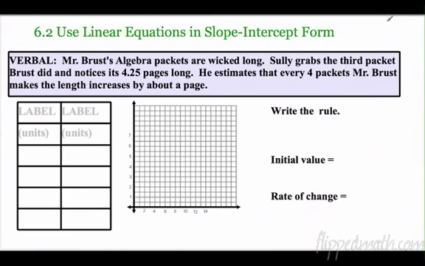Alright, here we are back in 6.2. We're going to go on from what we did last time. Last time we plugged into y equals mx plus b. And the difference between last time and this time, we'll find out. But last time we always had our initial value, which was our y-intercept. Okay, now we're going to have to do a little more work.